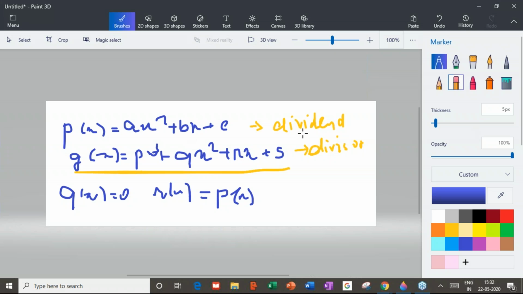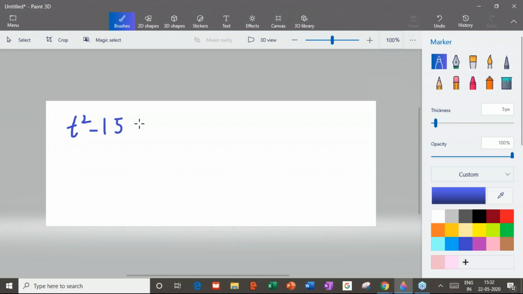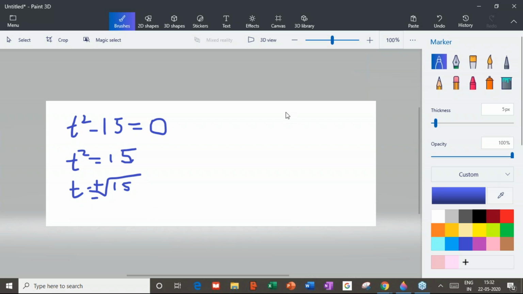I'll just write this one here. Okay, so it's t square minus 15. The first thing you do, you equate it to 0, which will become t square is equal to 15, right? Or t is equal to, so it can either be plus root 15 or minus root 15, right? We don't know. It's square, that's why. Yep. You got it, Rudra? How do we do the verification? Okay, I'll show you the verification here.